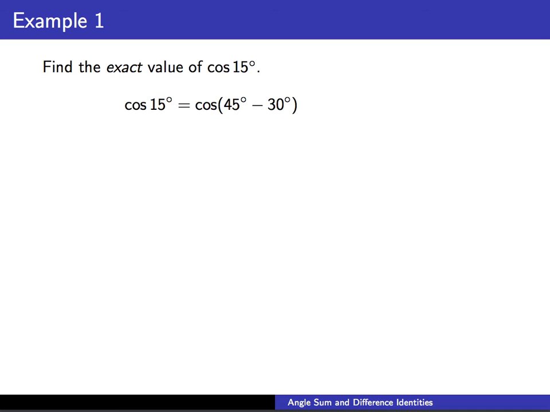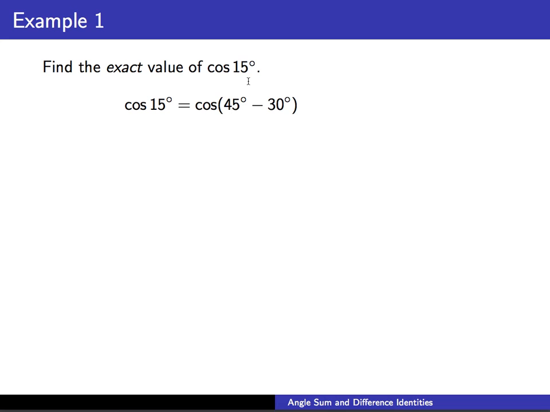So first of all, we need to find two angles that are going to subtract to make 15 degrees. So 45 and 30 degrees will work, as will many other angles as well, such as 135 degrees minus 120 degrees. So it doesn't really matter which two angles you select as long as they have a difference of 15 degrees.